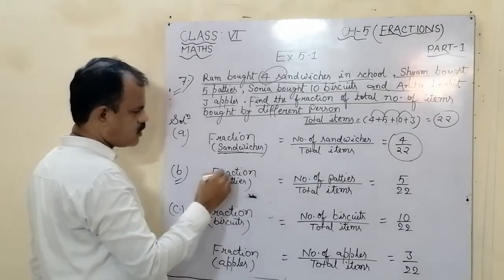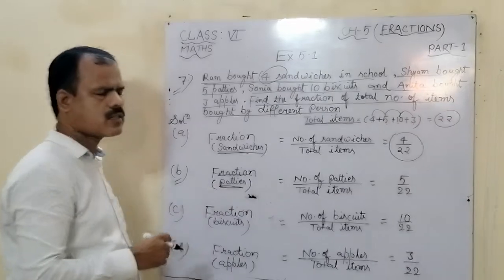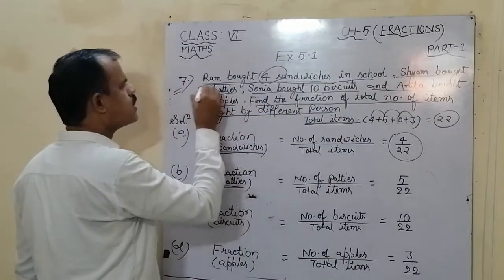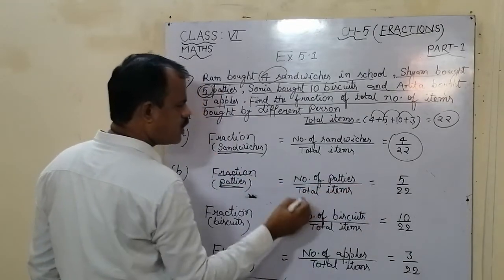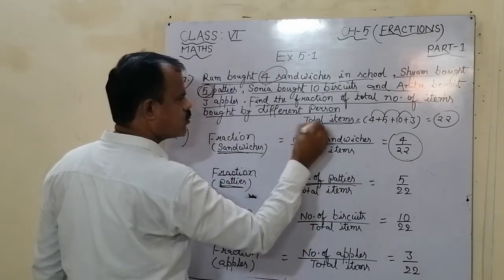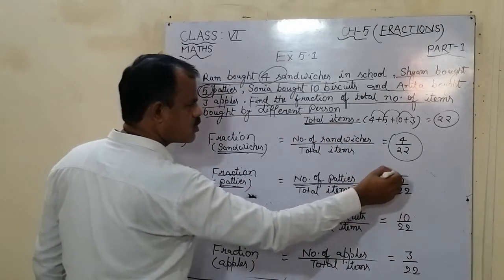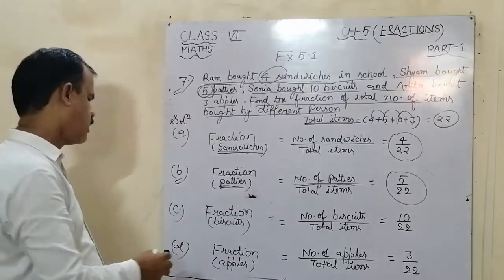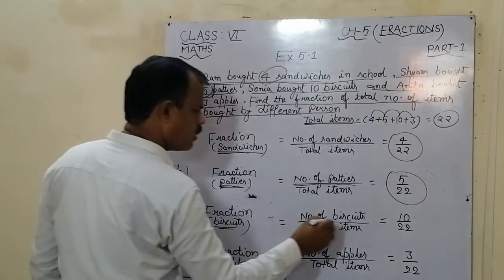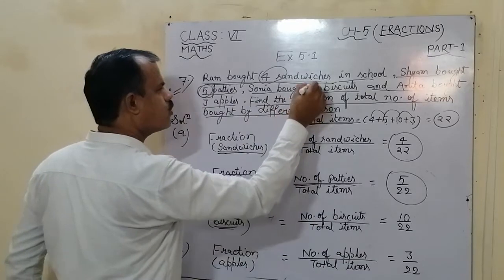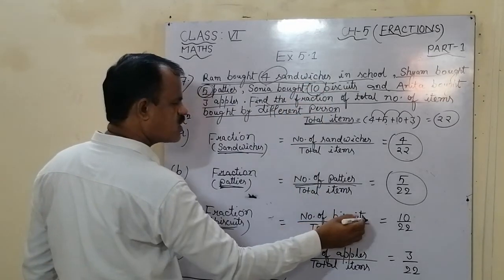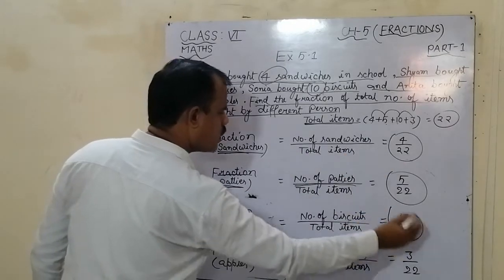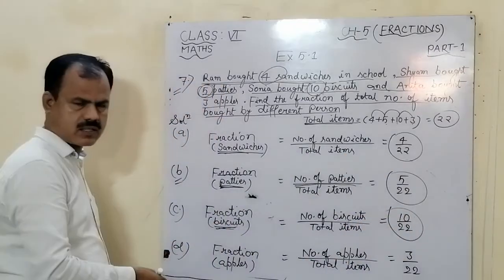B part, fraction of patties. Number of patties: see here, Shyam bought 5 patties. So number of patties 5 upon total items 22. So 5 by 22 is the fraction of patties. Next, fraction of biscuits. Number of biscuits: see here, Sonia bought 10 biscuits. So number of biscuits is 10 and total items is 22. So 10 by 22 is the fraction of biscuits.